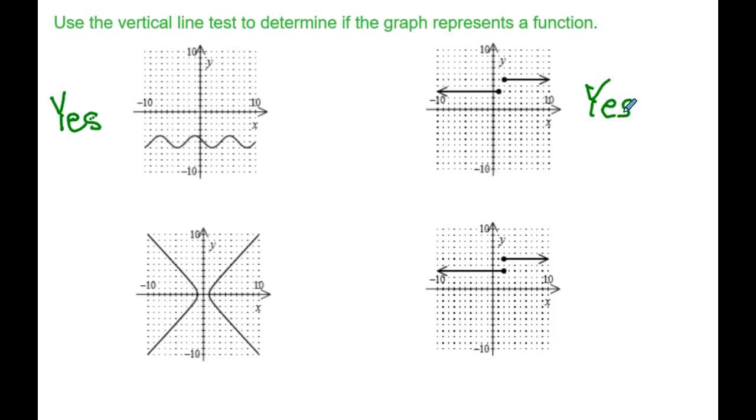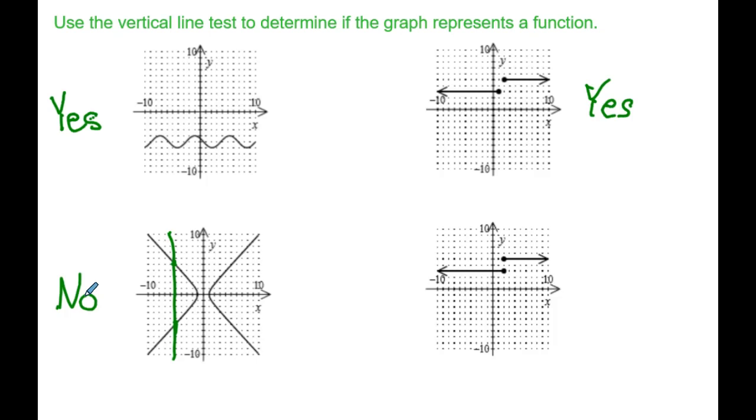To the third one, we can see that if I construct a vertical line through that point, that x value of around negative 5, we're going to get two different y values. So for that single input, we have two different outputs, so that is going to be no. That does not pass the vertical line test. That relation is not going to be a function.